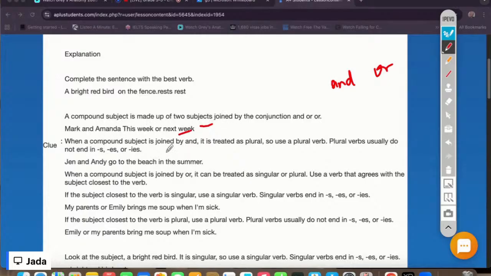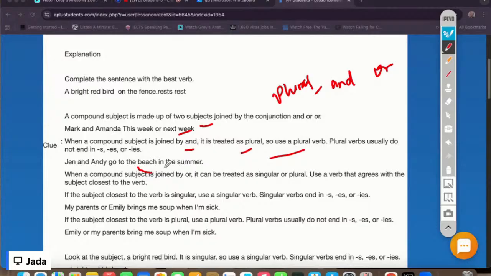When a compound subject is joined by and, it is treated as plural. So whenever you have and, this is plural. Okay. So you have to use a plural verb. Remember that plural verbs do not end with s or es or ies. So you have Jen and Andy go to the beach in the summer.